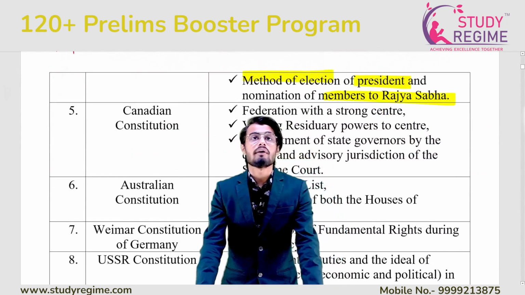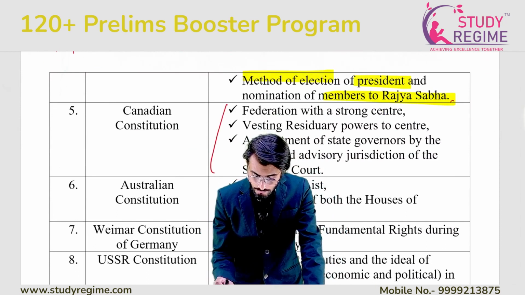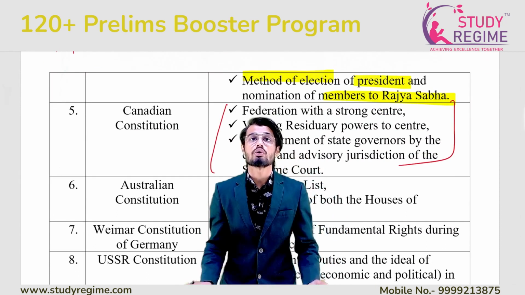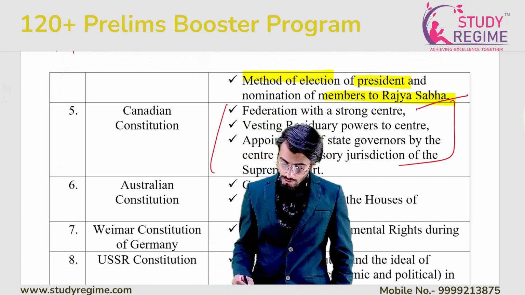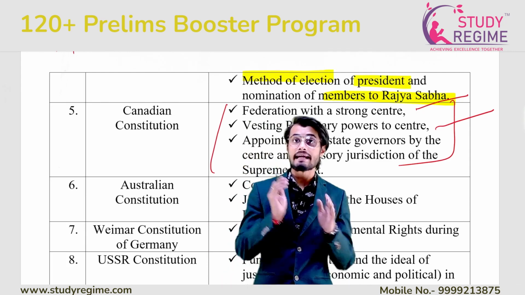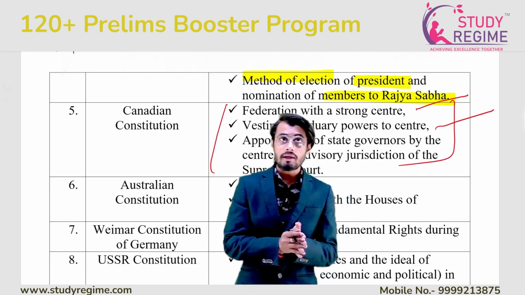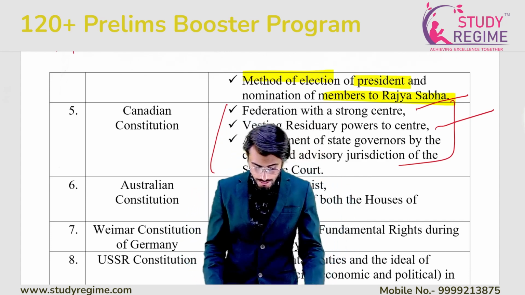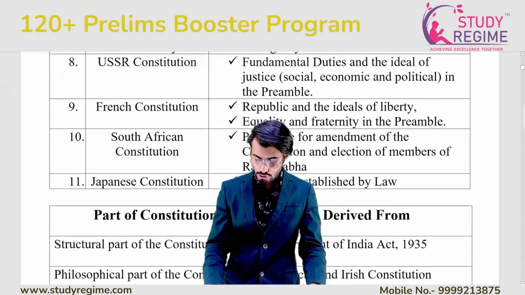Then we do have the Canadian Constitution. The Canadian Constitution has been a source of our constitution in 4 ways. That is federation with a strong center, vesting residuary power in the center, appointment of state governors by the center, and advisory jurisdiction to the Supreme Court. Okay. Then we do have the Australian, Weimar, that is of Germany, USSR, French, South African, and Japanese Constitutions.